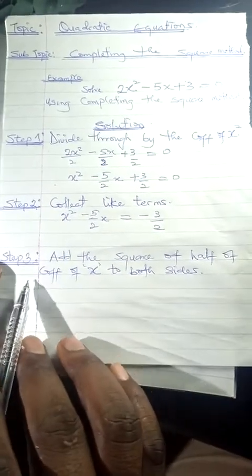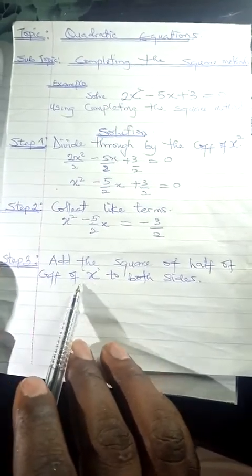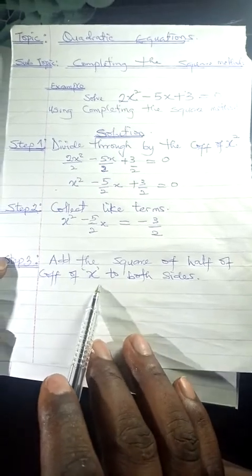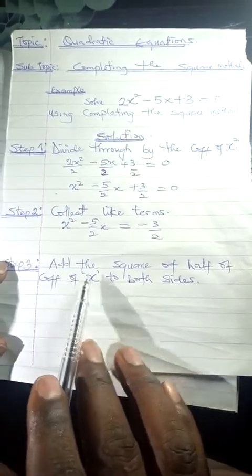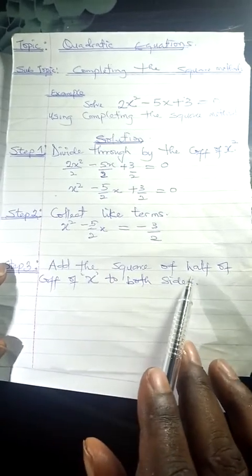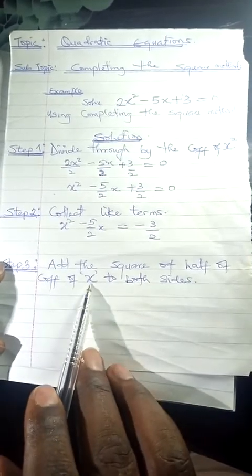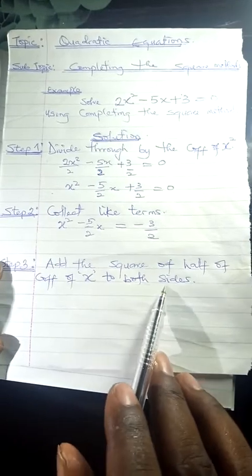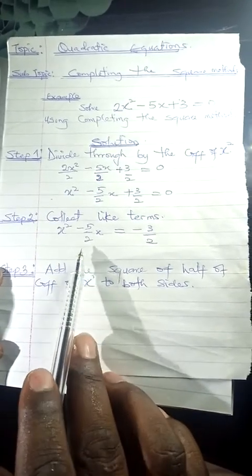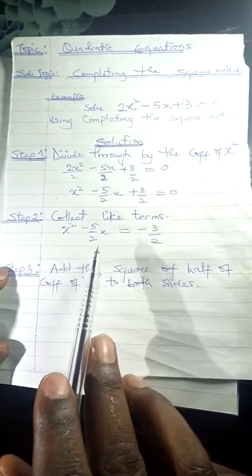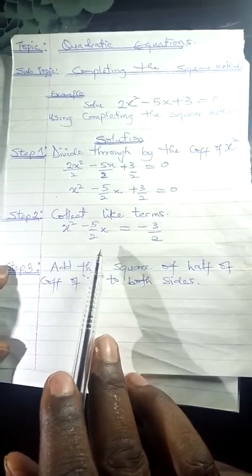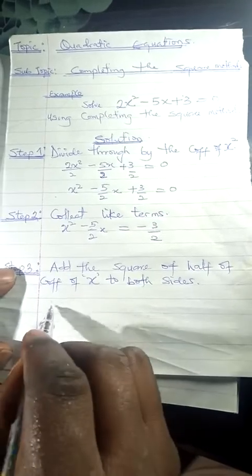Now this is the third step, and I can say it is the most important part in this method. Add the square of half of the coefficient of x to both sides. For this example, the coefficient of x is minus 5 over 2. We will add the square of half of it to both sides.